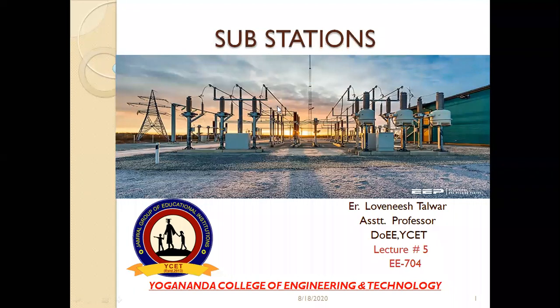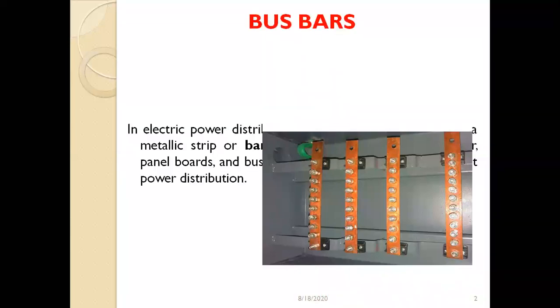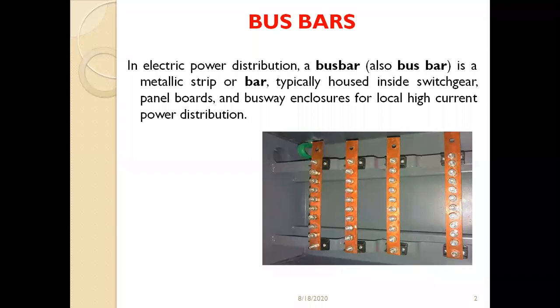Now if you see the picture on your screen, this is basically called the bus bar. Now the question is, ये bus bar क्या होता है? Bus bar, in electrical power distribution, is a metallic strip or a bar typically housed inside the switchgear panel board and busway enclosure for local high current power distribution.